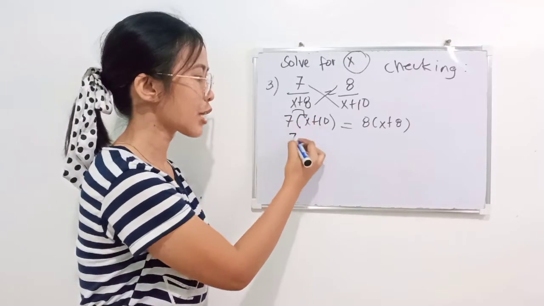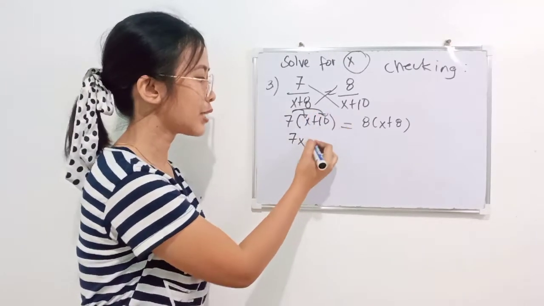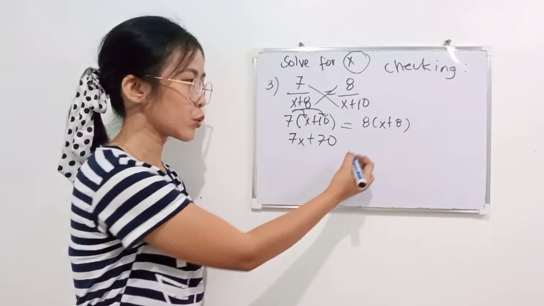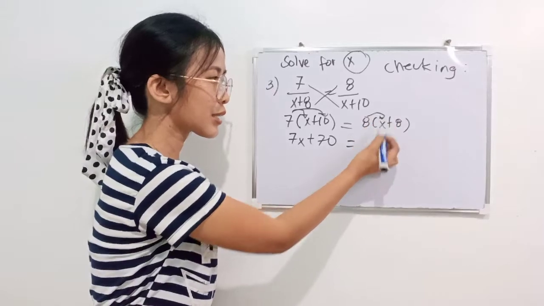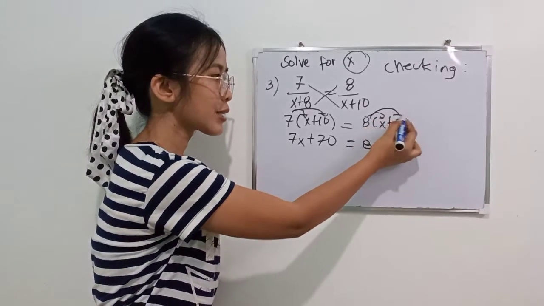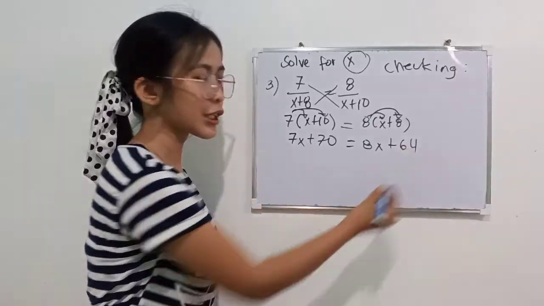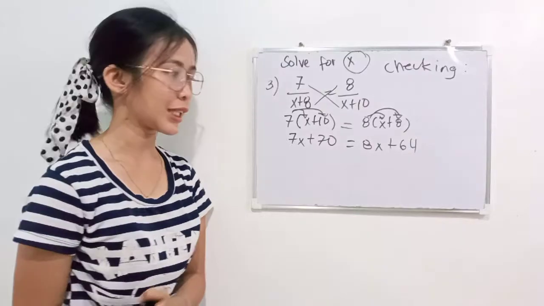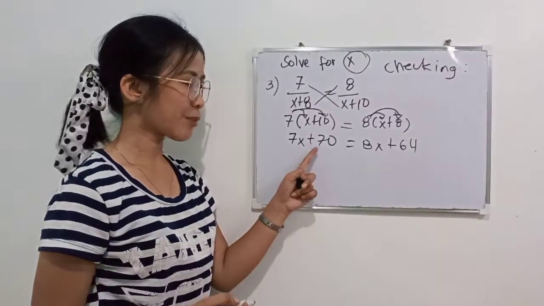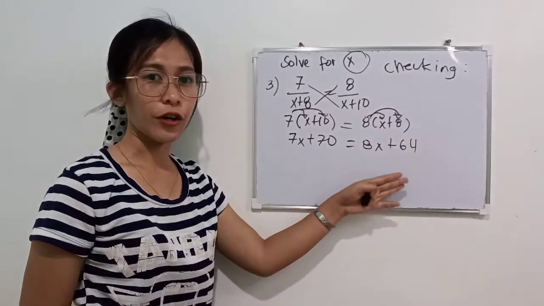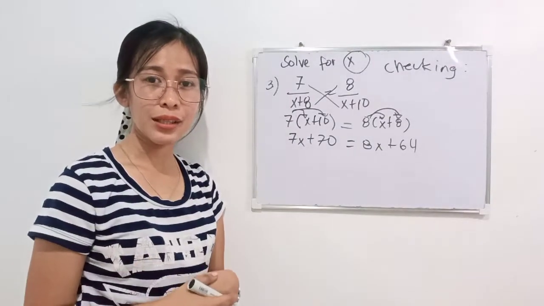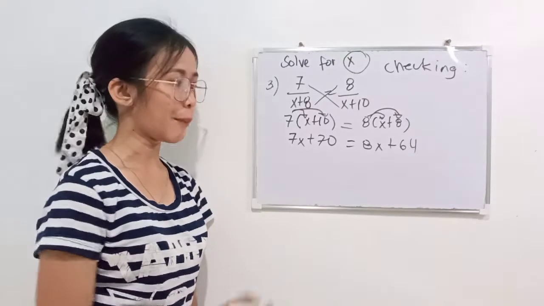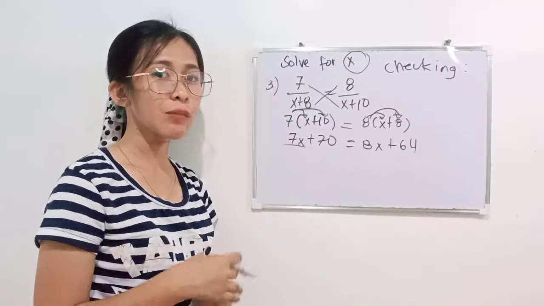Alright? So, we have to distribute them. 7 times x is 7x. 7 times 10 is 70. So, 7x plus 70. You're just going to distribute. Equal to 8 times x is 8x. And then 8 times 8 is equal to 64. Alright? So, ganun lang. You just use the distributive property. Then, we have 7x plus 70 is equal to 8x plus 64. What we are going to do is to combine the like terms by transposing kung alin ba yung magkakasama dapat. So, si 7x, sino yung kasimilar niya?